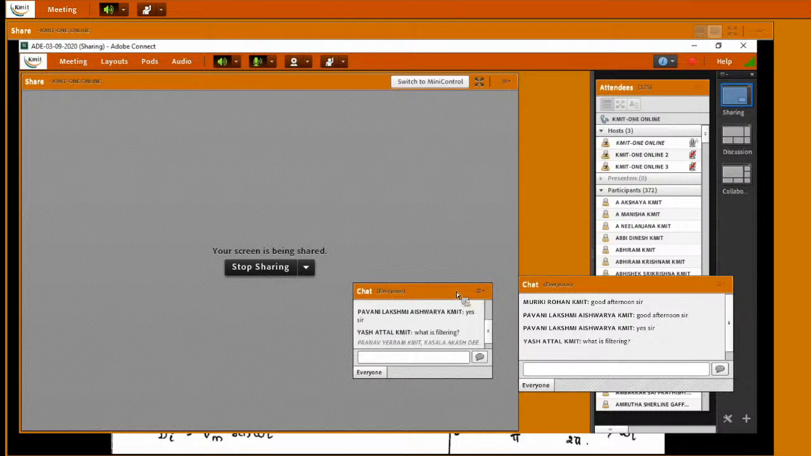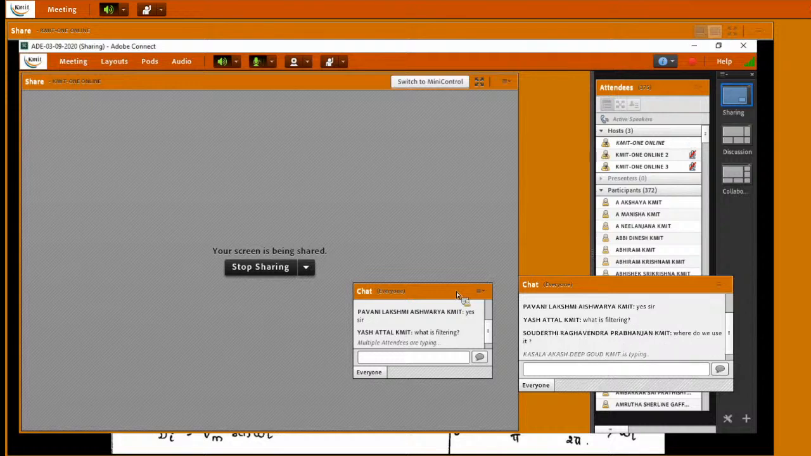Are there any doubts regarding this? What is filtering? Yeah, exactly. Filtering is nothing but, okay, I will show you with the help of some diagram. Now, where do we use a rectifier? That is what I am telling.